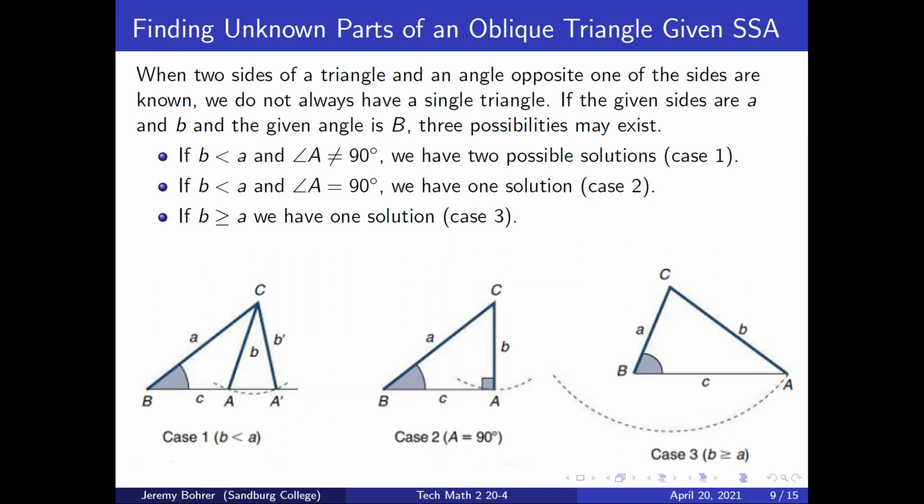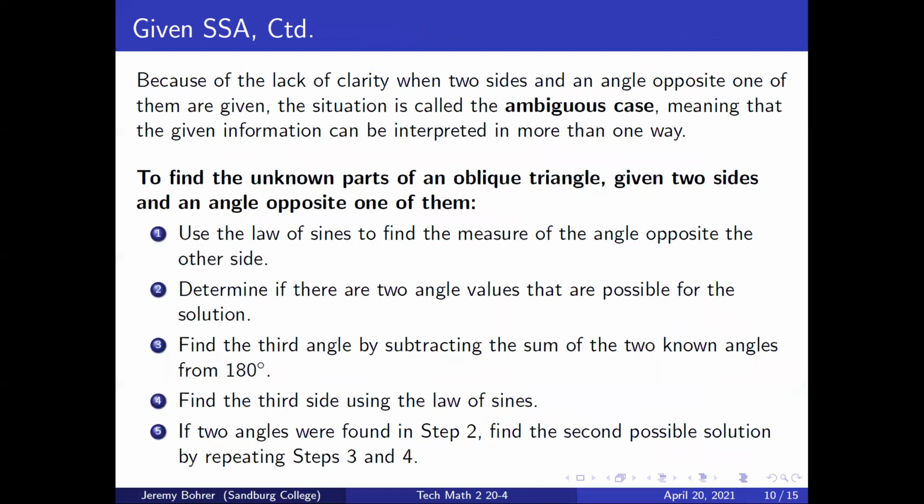If b is less than a and angle A equals 90 degrees, we have one solution. And if b is greater than or equal to a, we have one solution. Because of the lack of clarity when two sides and an angle opposite one of them are given, the situation is called the ambiguous case, meaning that the given information can be interpreted in more than one way.